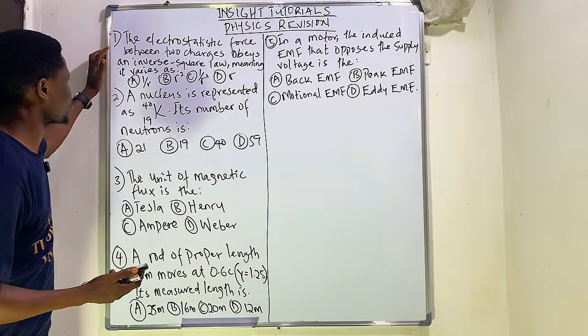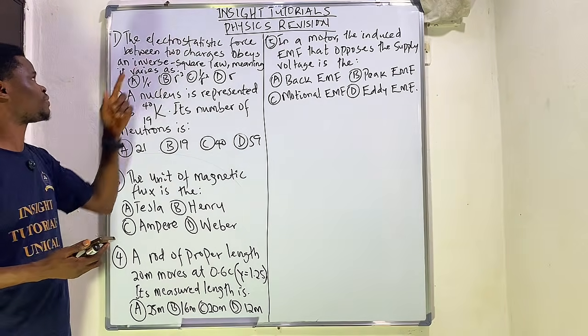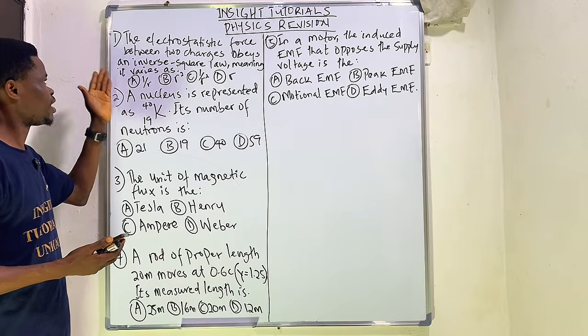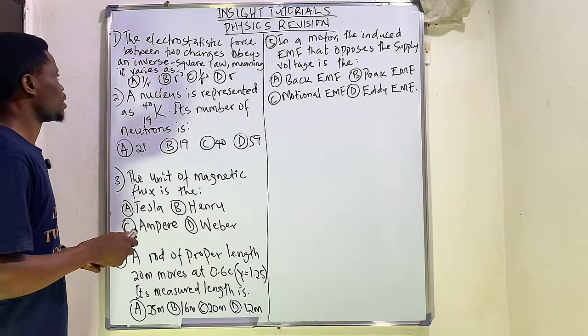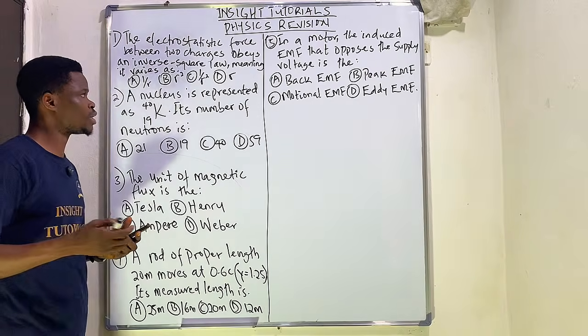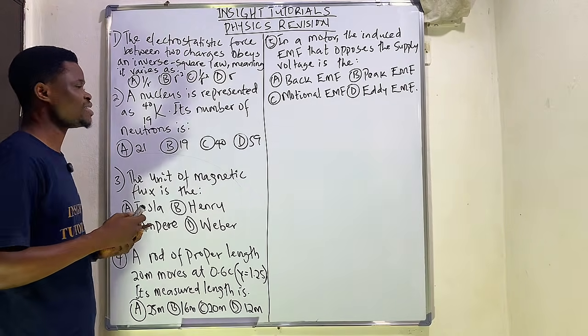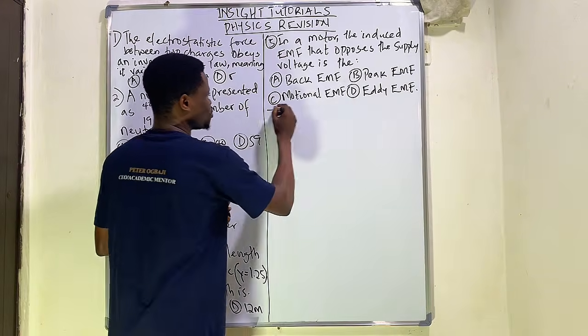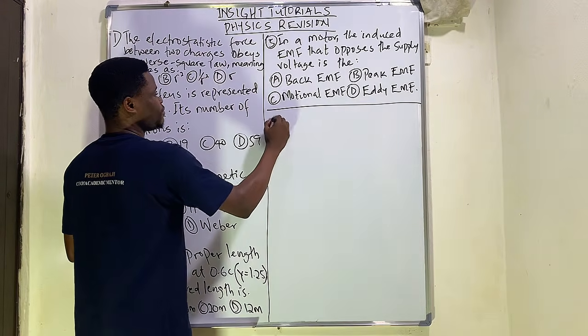All right, so the first question says that the electrostatic force between two charges obeys an inverse square law, meaning it varies as: A says 1 over R, B says R square, C says 1 over R square, and D says R. Choose an option. All right, let's go to attempting this.